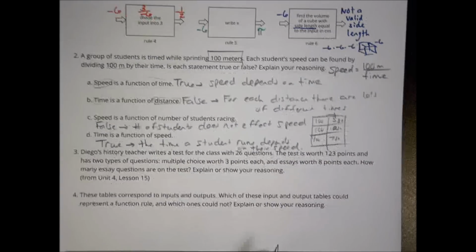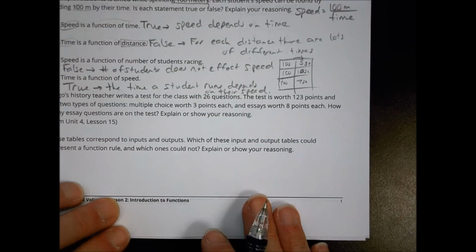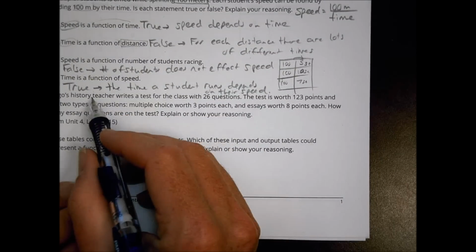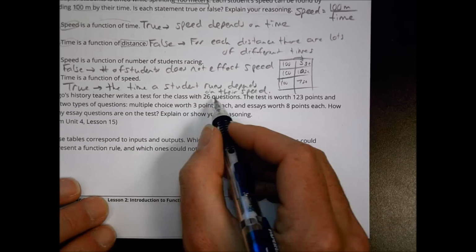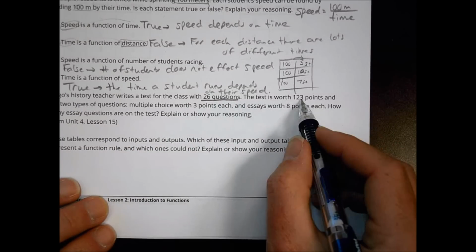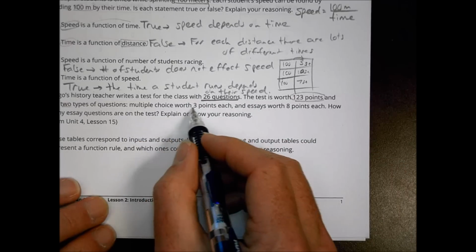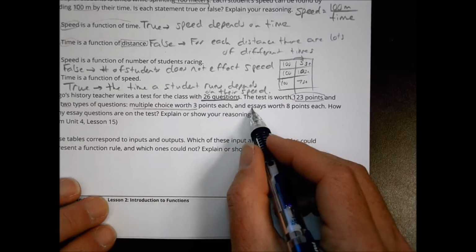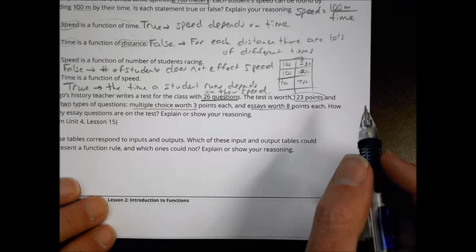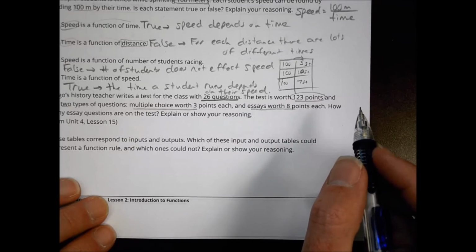All right, let's take a look at number 3. It says Diego's history teacher writes a test for the class with 26 questions. The test is worth 123 points and has 2 types of questions. Multiple choice is worth 3 and essays are worth 8. How many essay questions are on the test? Explain or show your reasoning.